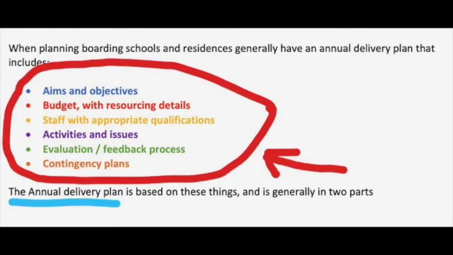When planning a boarding schools or boarding residences program, you generally have an annual delivery plan that includes all of these sort of things. So this is the whole annual delivery plan. You'd have your aims and objectives, you'd have your budget with resourcing details, staff with appropriate qualifications, activities, issues, evaluation and feedback processes, and contingency plans. Most boarding residences will have these annual delivery plans, but they're probably not going to call it the annual delivery plan, but these plans will be there and they will have all of those elements to them.